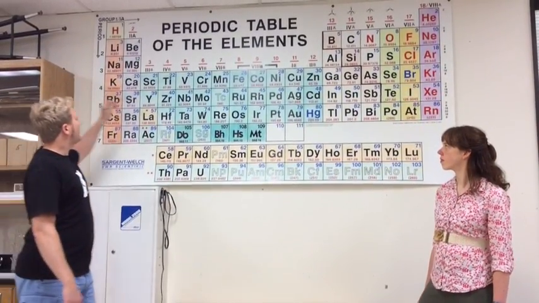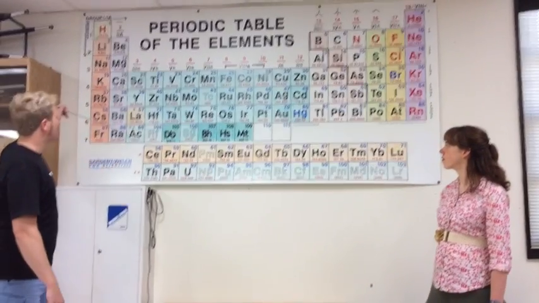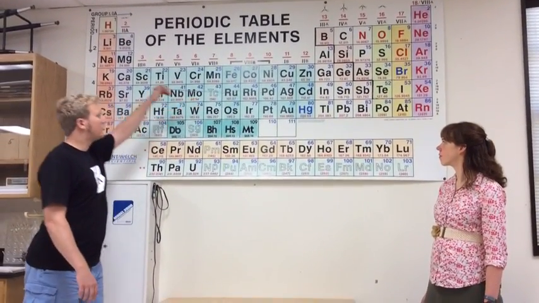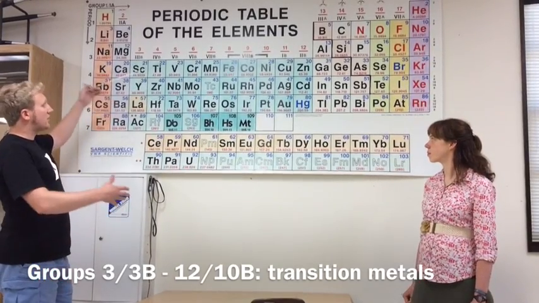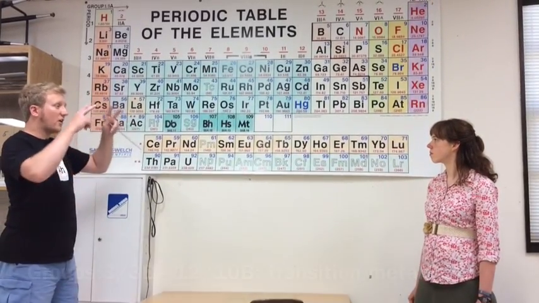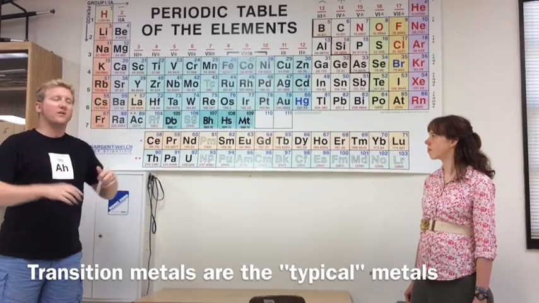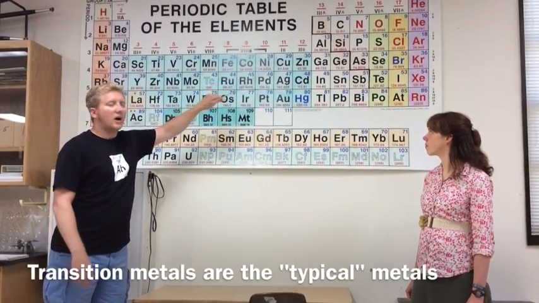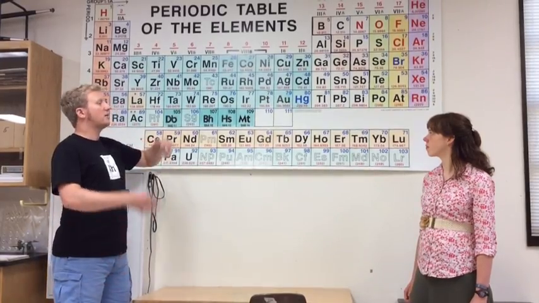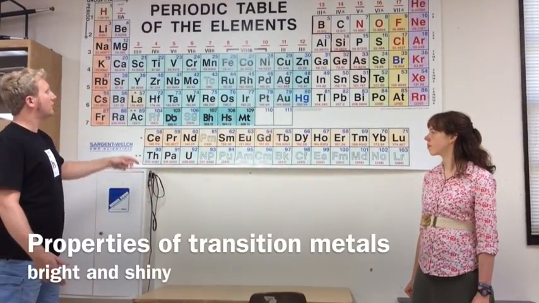As we keep coming across, here's a big section right in here. And these are called the transition metals. And these metals are common metals. That's what we think of. Silver, gold, copper, stuff like that. They make bright and shiny compounds.